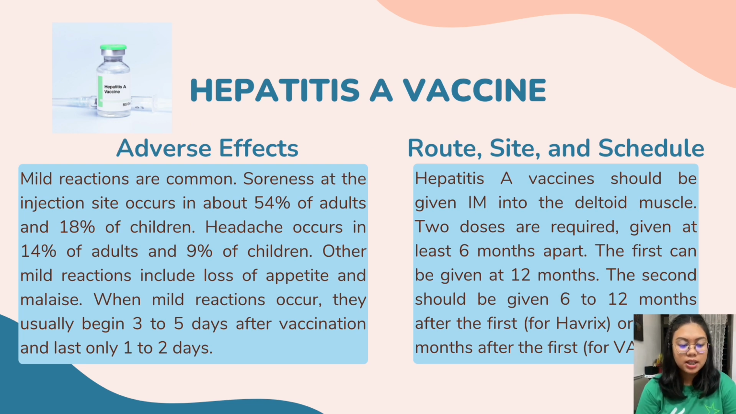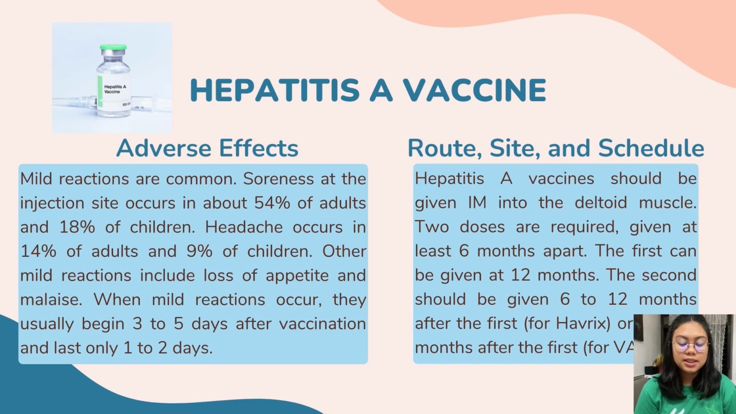Soreness at the injection site occurs in about 54% of adults and 18% of children. Headache occurs in 14% of adults and 9% of children. Other mild reactions include loss of appetite and malaise. When a mild reaction occurs, it usually begins 3 to 5 days after vaccination and lasts only 1 to 2 days.